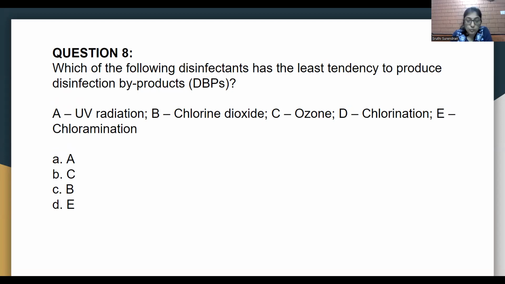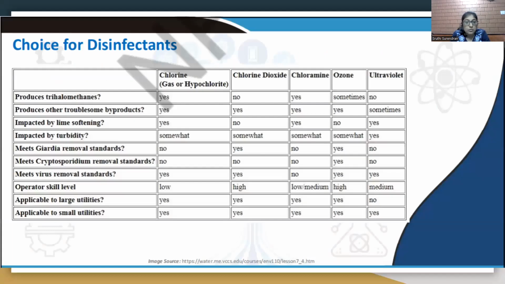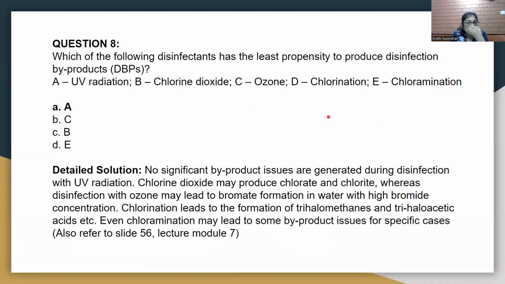Okay, let's move on to the explanation that will give better clarity on this question. If you see here, UV radiation actually produces no byproduct. Like earlier we said, chlorine products are going to give some or the other kind of byproduct. So chlorination and chlorine dioxide are out of the question.